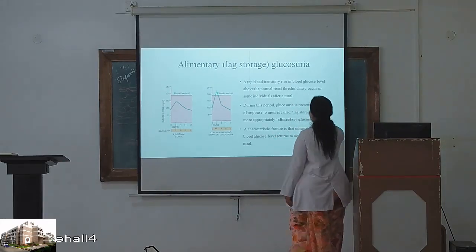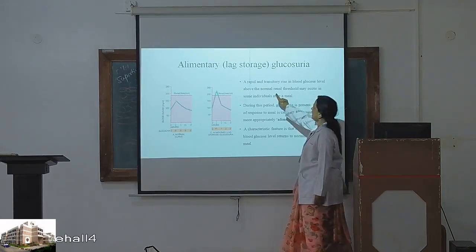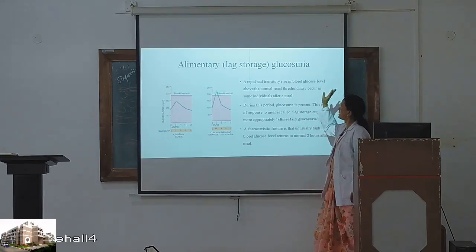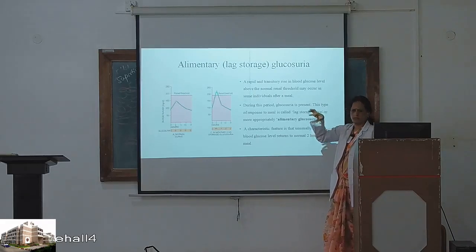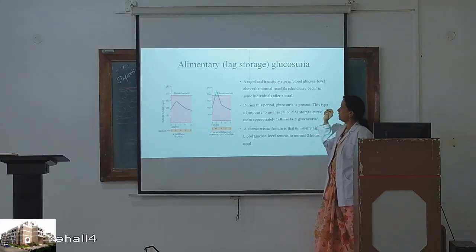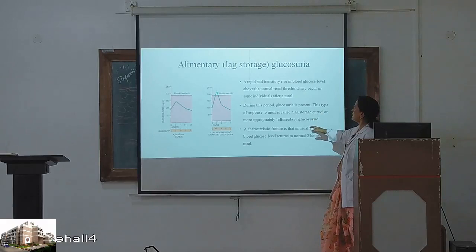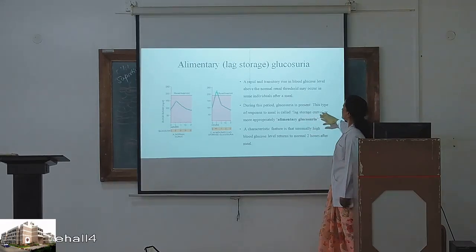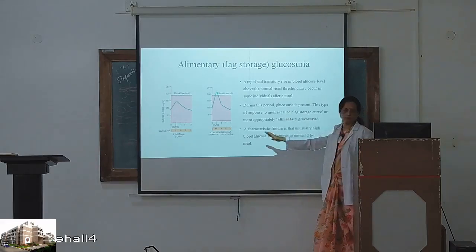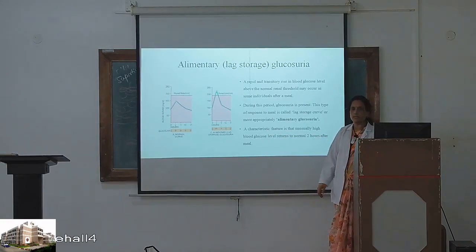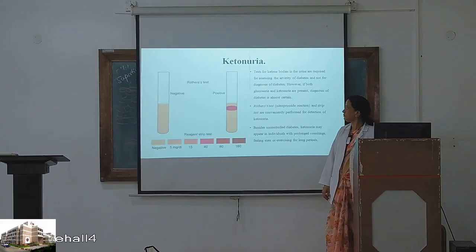So a rapid and transitory rise in the blood glucose level above the normal renal threshold may occur in some individuals. Usually it happens, though it is said that in some individuals. During this period, glycosuria is present. So this is called lag storage curve or alimentary glycosuria. So don't be scared, because the test has to be repeated later.